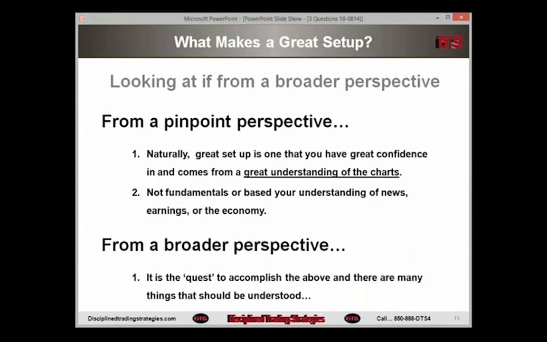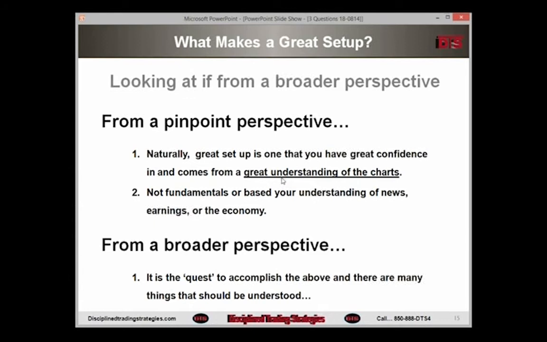Looking at it from a broader perspective, from a pinpoint perspective, naturally, a great setup is one that you have great confidence in. It comes from a great understanding of the charts, not fundamentals, nor based on your understanding of news, earnings, the economy. I don't even want to have that conversation today. I've had it in other events, but there's just nothing to talk about. These things are not the basis for trading, investing properly at all.